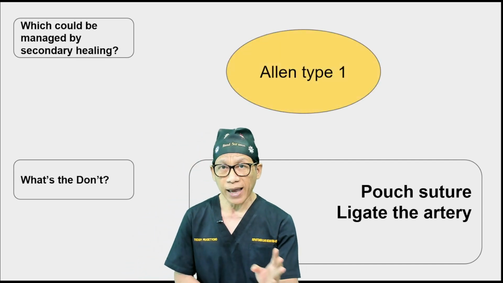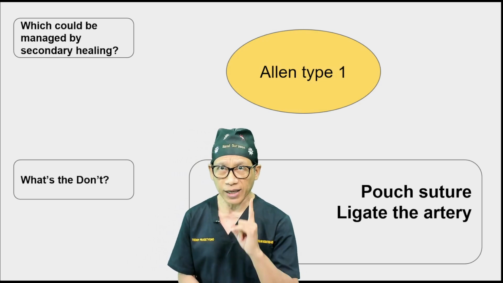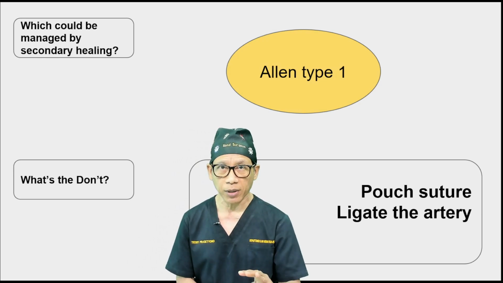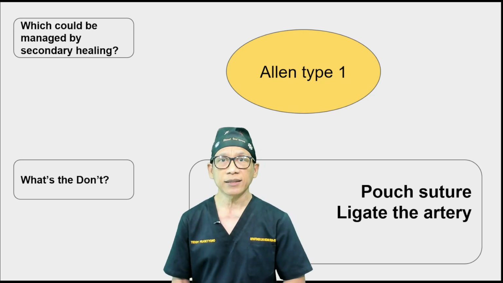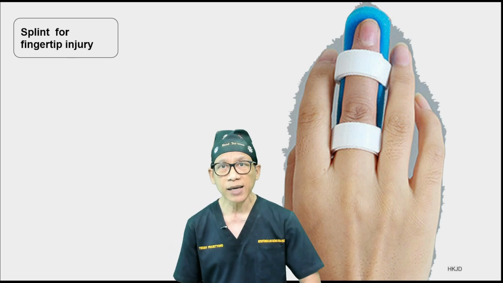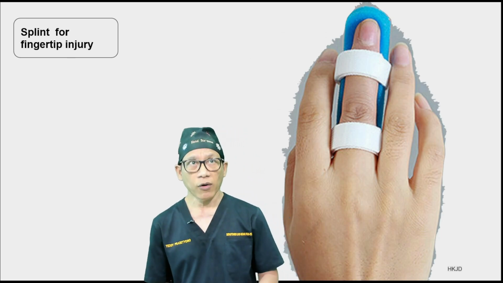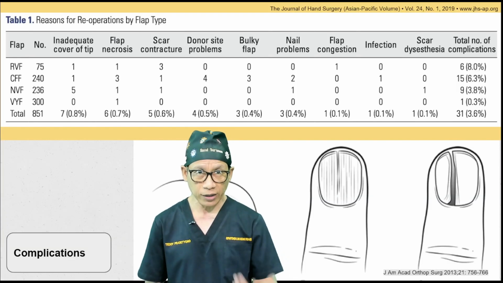And which part of the Allen classification are you able to manage yourself? Of course, Allen type 1, because it's going to be simple. With a proper diagnosis of Allen type 1, you can heal the fingers by secondary healing. So just change the dressing properly and it will heal by itself. Of course, putting the patients in a splint would be good to provide comfort.